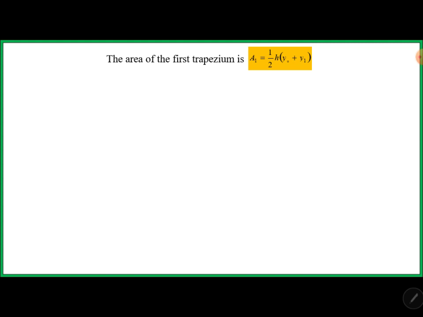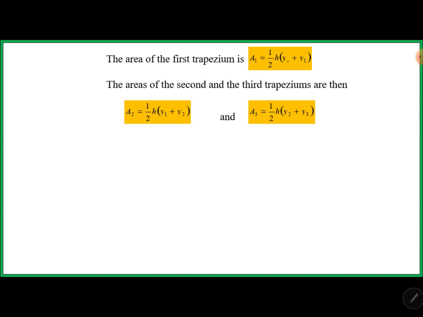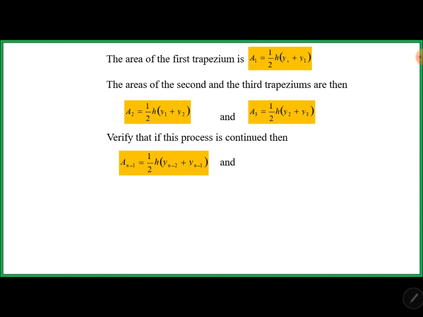The area, as we found earlier, A1 equals 1 over 2 h multiplied by (y0 plus y1). Then the second and third areas are A2 equals 1 over 2 h of (y1 plus y2), and A3 equals 1 over 2 h of (y2 plus y3). If we continue the process, the one before the last strip is A(n minus 1) equals 1 over 2 multiplied by h multiplied by (y(n minus 2) plus y(n minus 1)), and the last strip is An equals 1 over 2 h multiplied by (y(n minus 1) plus yn).